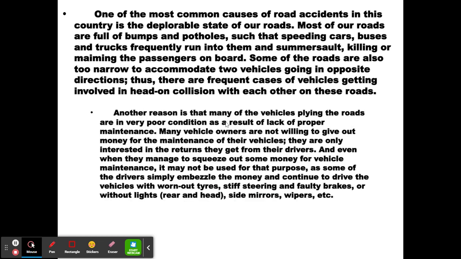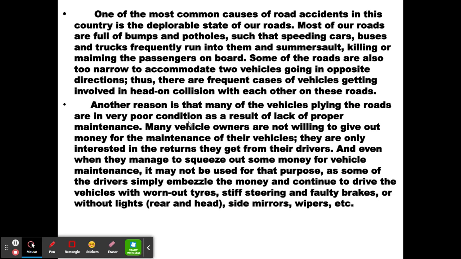You see, you have discussed bad roads as one of the factors responsible for increasing or rising incidents of road traffic accidents. Now, paragraph 2. Another reason is that many of the vehicles plying the roads are in very poor condition as a result of lack of proper maintenance. Lack of vehicle maintenance is our second point.